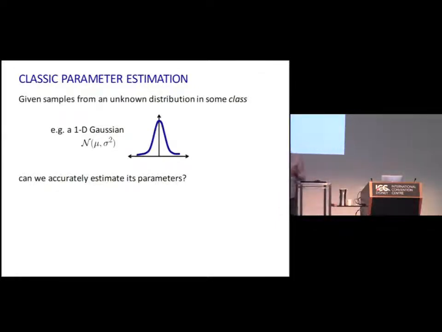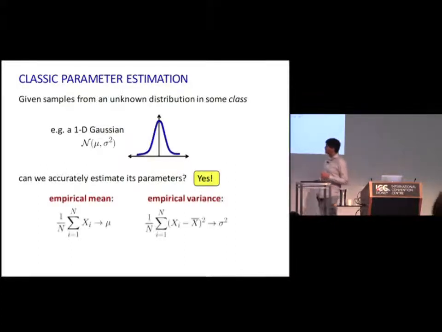This will be the basic setup of this talk: we're going to be given samples from some unknown distribution, but it's going to live in some known class of distributions. One canonical thing to keep in mind is what if we're given samples from, for example, a Gaussian, where we just don't know what its mean mu is and its variance sigma squared is. In classic parameter estimation, we want to know: can we accurately estimate these unknown parameters given few samples? In the setting where we're given samples that actually do come from a Gaussian, the answer to this question is, obviously, yes.